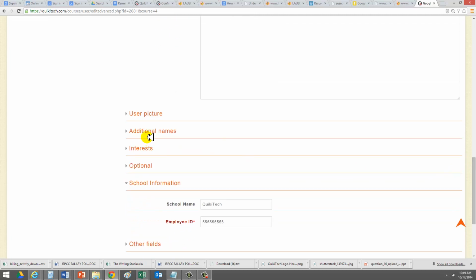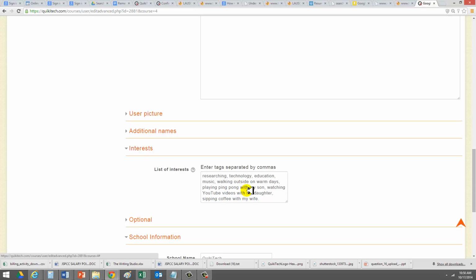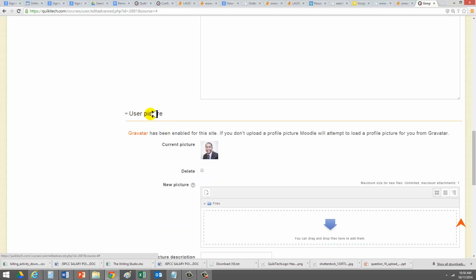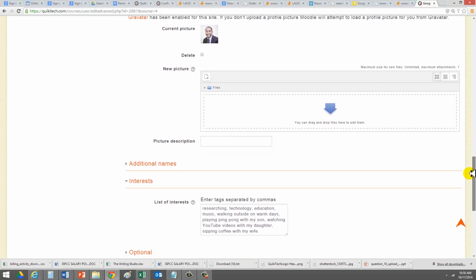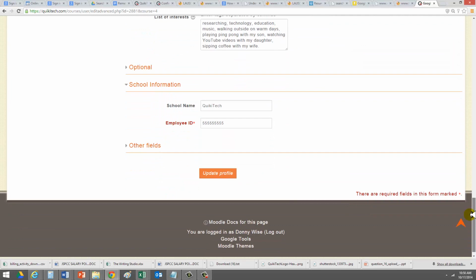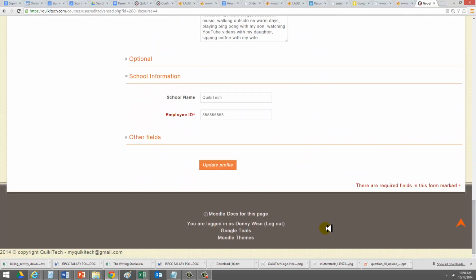And then please do 2 additional things. Number 1 is click on Interests and put what grade you teach, and click on User Picture. You don't have to put a picture of yourself, but put a picture of something that interests you. If you like dogs, put a dog. If you like biking, put a picture of a bike. But personalize your profile. This will be very meaningful, particularly as you post ideas on forums in certain of our classes. Okay, then once you've done that, go ahead and click Update Profile.